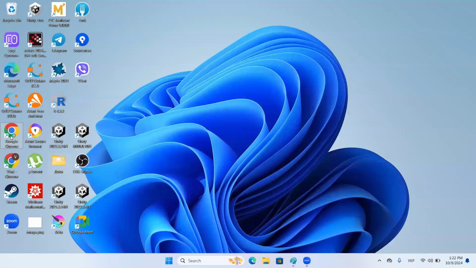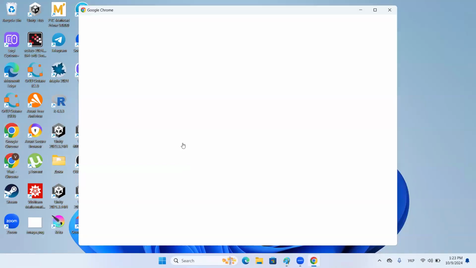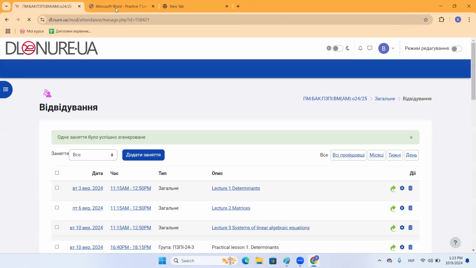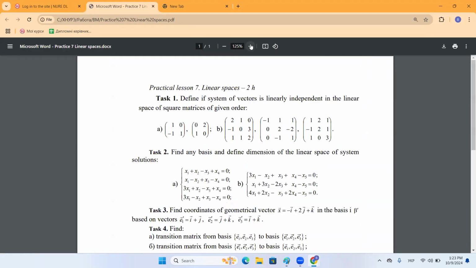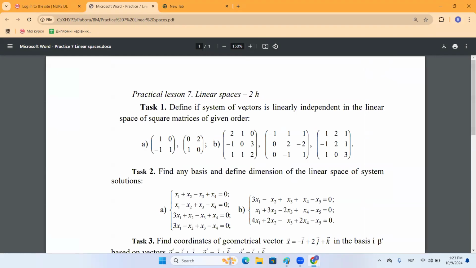Okay. So let's go to our exercises, and the first exercise is to define if a system of vectors is linearly independent in the linear space of square matrices of given order. So the second order and the third order.